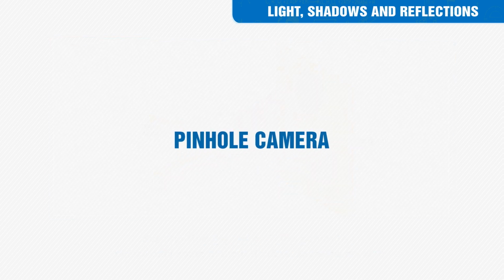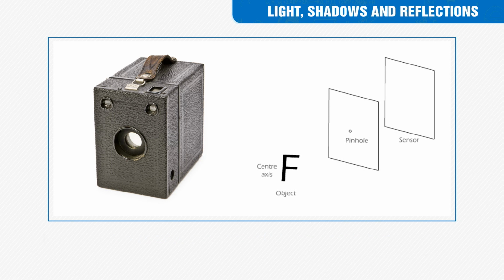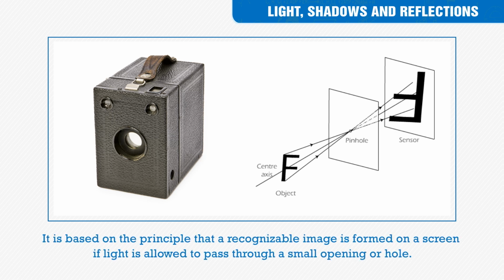Pinhole camera. In a pinhole camera, a small hole replaces the lens. It is based on the principle that a recognizable image is formed on a screen if light is allowed to pass through a small opening or hole.